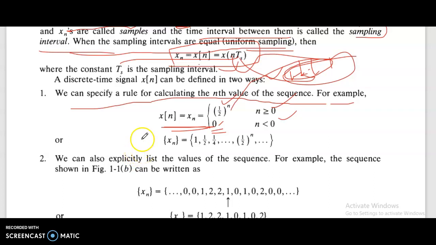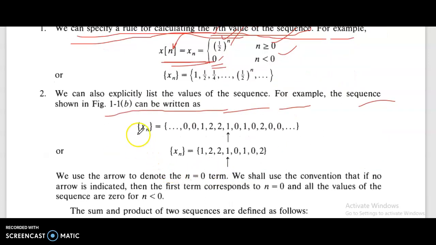We can also explicitly list the values of the sequence. For example, the sequence shown in figure B can be written as x[n] equals 0, 0, 1, 2, 2, 1, 0, 1, 0, 2, 0, 0.